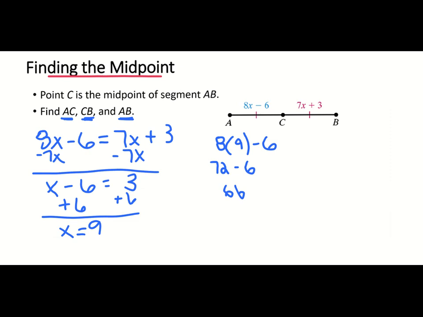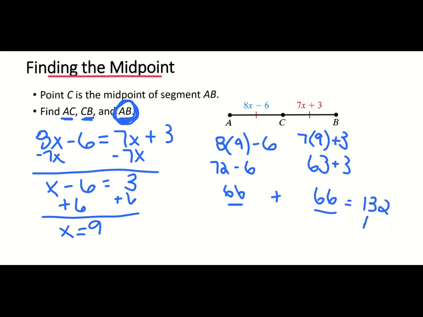And then I can do the same thing for the other side. I can do 7 times 9 plus 3. 7 times 9 is 63. Plus 3 is going to give me 66. And you'll notice they're exactly the same, which is what they should be, because C is the midpoint, so we have two equal parts. The last thing they want is for us to find the length of the entire segment, AB. So using our segment addition postulate, add 66 plus 66, and we should end up with 132 for AB. Because this is AC, this is CB, and that's AB.